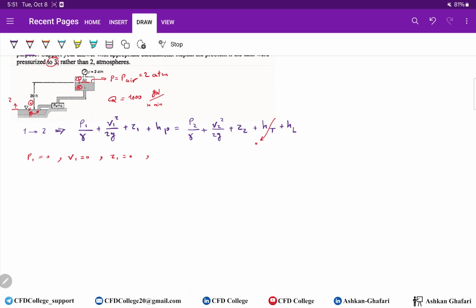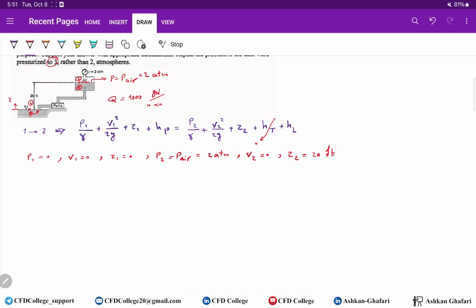What about P2, V2 and Z2? I mean the information about these parameters at point 2. P2 is equal to P air. So P2 equals P air. Here it's 2 atmospheres. V2 is 0. It's a free surface. And Z2 equals 20 feet.